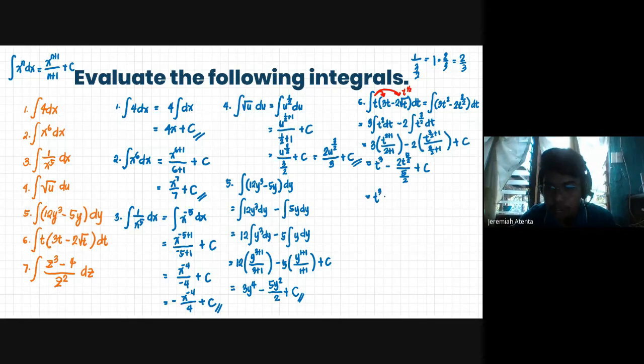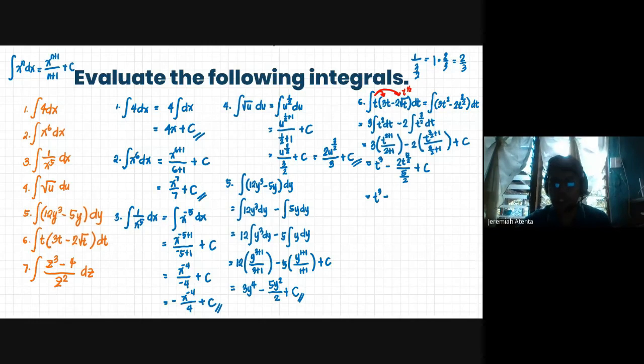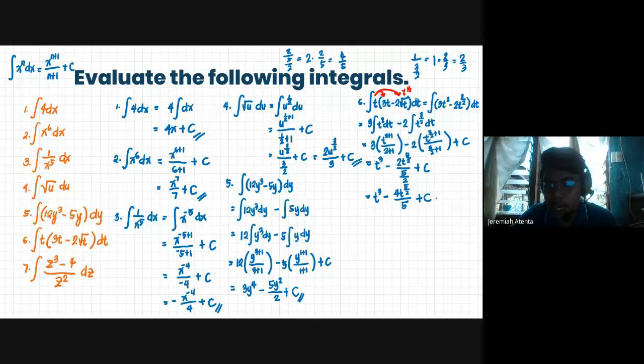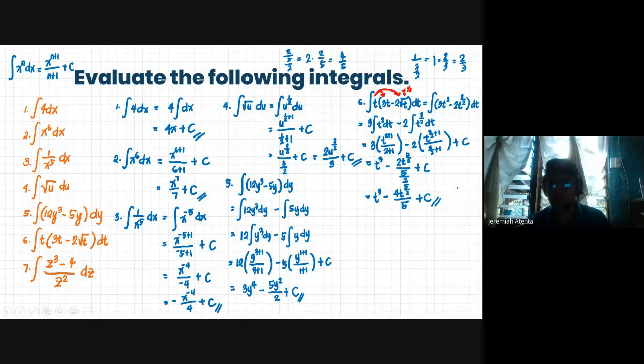You will have t cubed minus, let's change the denominator kasi we don't like the fractional siya. So you will have 2 over 5 halves yan. So 2 over 5 halves. This will become 2 times the reciprocal of the denominator, 2 over 5. So 2 times 2 over 5 is just 4 over 5. So you will have 4t to the 5 halves over 5. Then we have plus C. And I think the same answer siya sa binigay ni Owen and Angelique. Okay, so that's it for number 6.